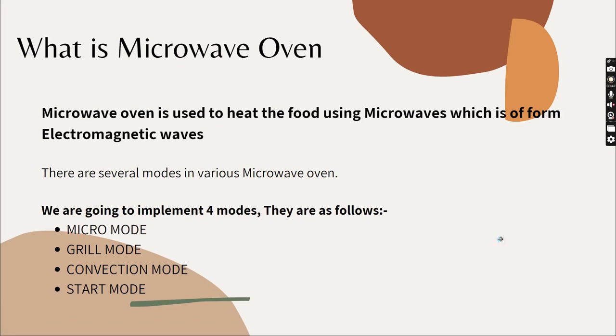So basically, what is a microwave oven? A microwave oven is used to heat food using microwaves, which are a form of electromagnetic wave. A microwave oven is basically used to cook food and to heat food.